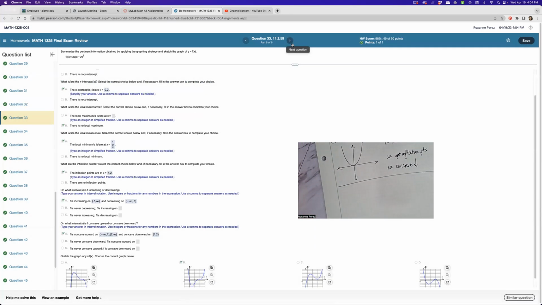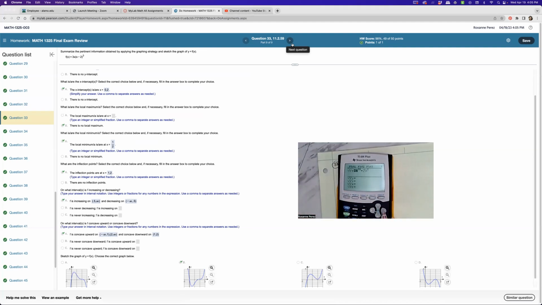33, what do we got? Oof, we're gonna need a new piece of paper. Okay, 33. Let's graph this. So we have 3x times x minus 2 raised to the third power. Let's graph.